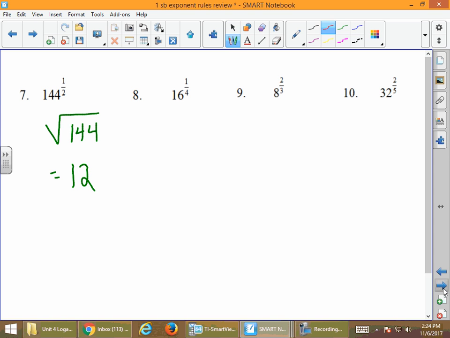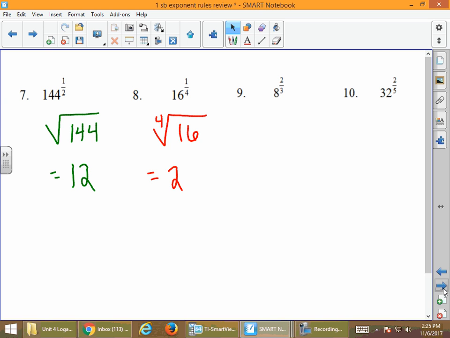Number 8. Once again, if you write it as a radical, the base becomes the radicand. The denominator becomes the index. That's the number that's in the check mark part of the radical. The 4th root of 16 means what number times itself 4 times gives you 16. It's 2.